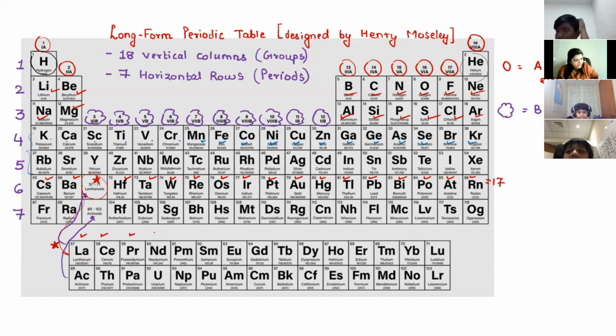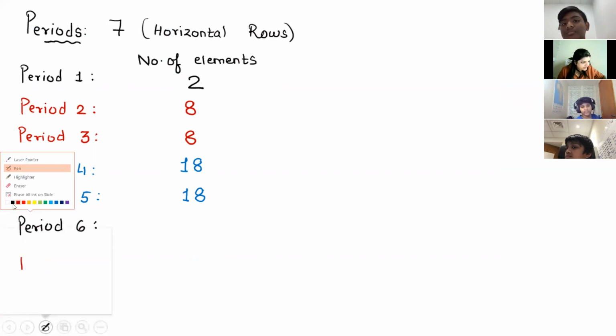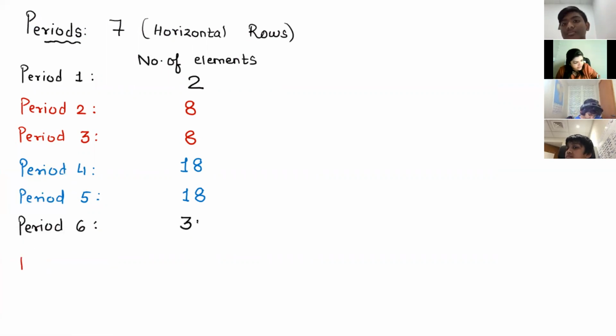18, 19, 20, 21, 22, 23, 24, 25, 26, 27, 28, 29, 30, 31, 32. So period 6 is 32 elements. Period 7 as well? Yes, and period 7, okay, it's not 32. Period 7 is not 32. There is a reason behind it.